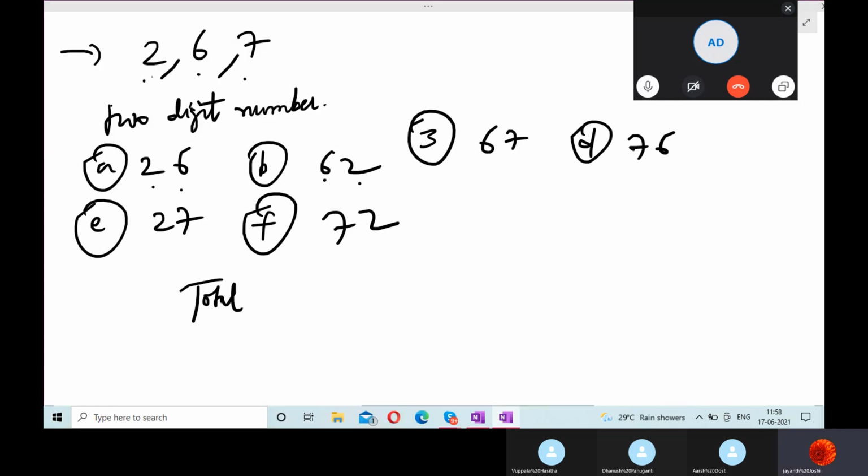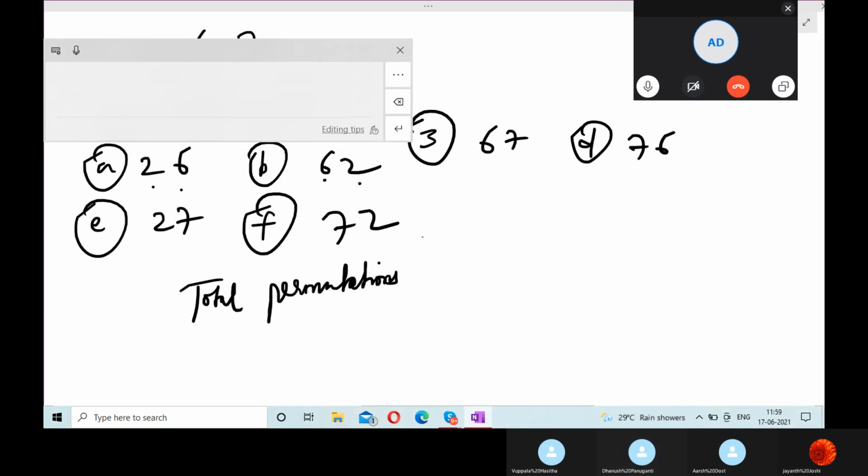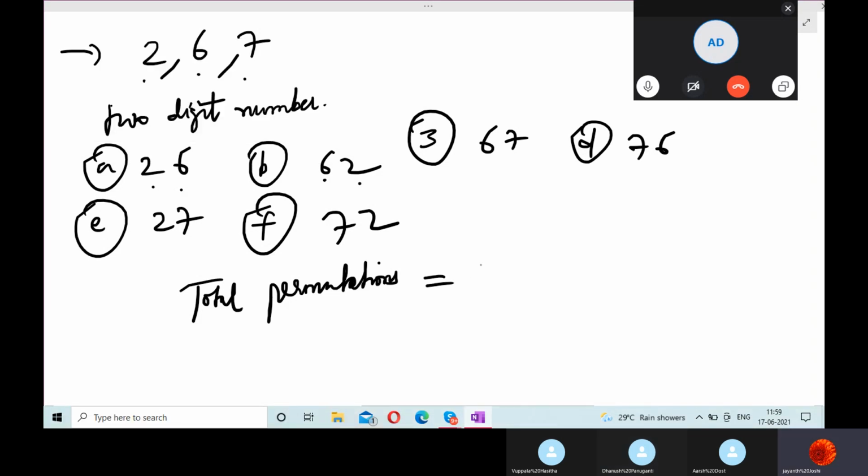It's very clear, right? 26, 62. You can't make any other number. Then 27, 72. Then 67, 76. If I make 27, then I have made 72. So all the arrangements are done. So total permutations is equal to 6, equal to the number of arrangements. All of you just make a note of this.